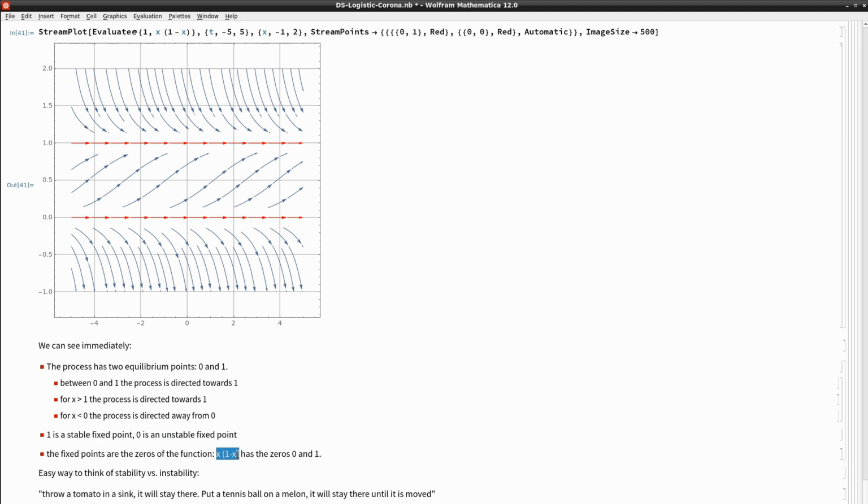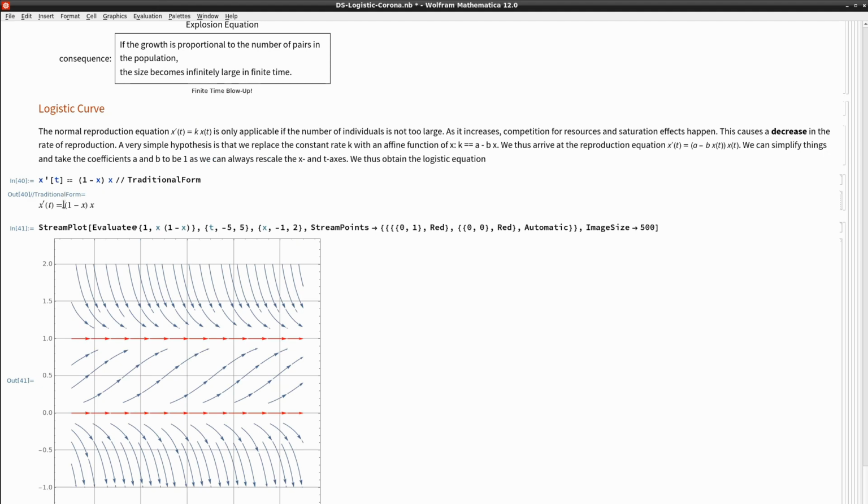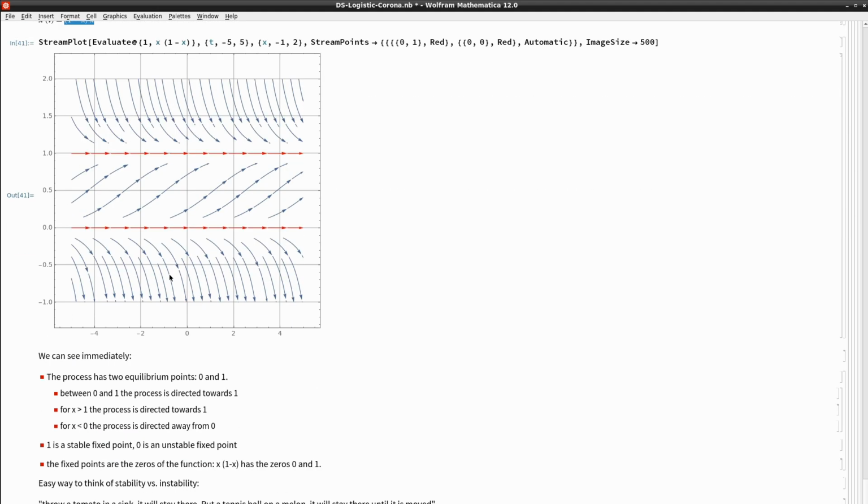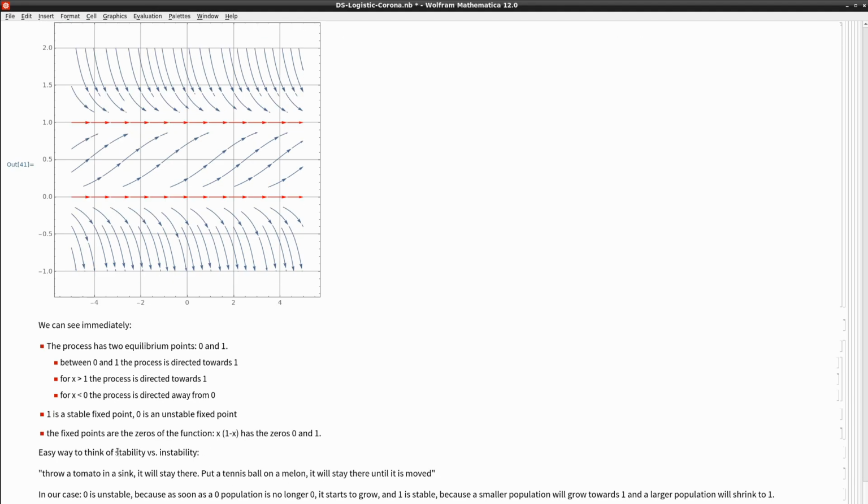And if we take x times 1 minus x, the right hand side of our ODE, then we have the zeros at 0 and 1. Okay? So an easy way to think about stability versus instability: if you throw something in the sink, then it will stay there. But if you put a tennis ball on a melon, it will stay there until it is moved or touched or gets a little bit of a disturbance. Then it will, well, basically roll down. That makes it unstable.